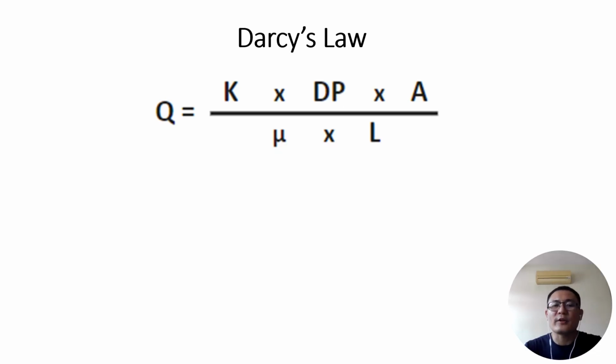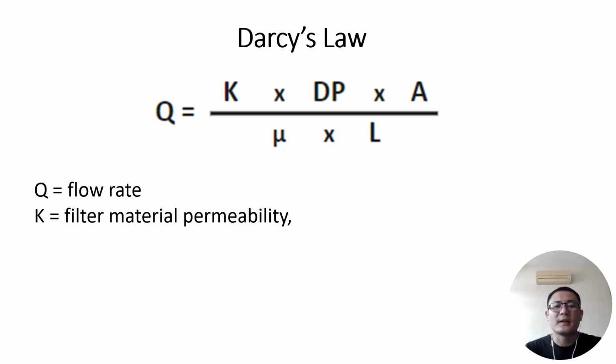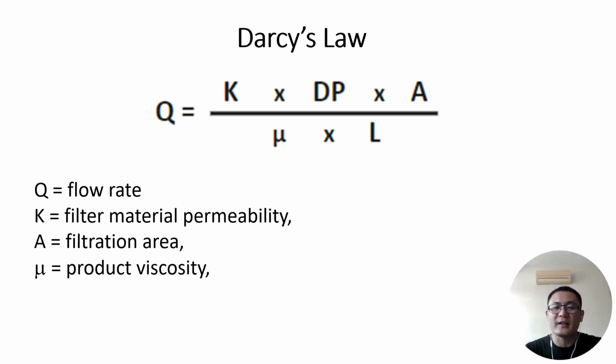This slide is talking about Darcy's law. Q equals K times dP times A divided by mu and L. Q refers to flow rate, K refers to filter material permeability, A refers to filtration area, mu refers to product viscosity, L refers to bed depth.